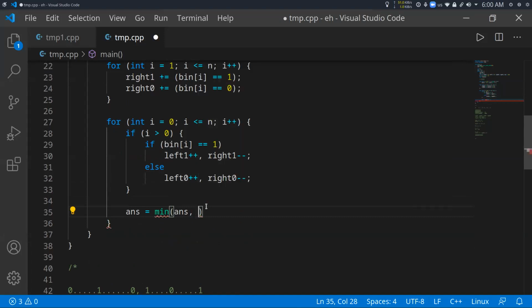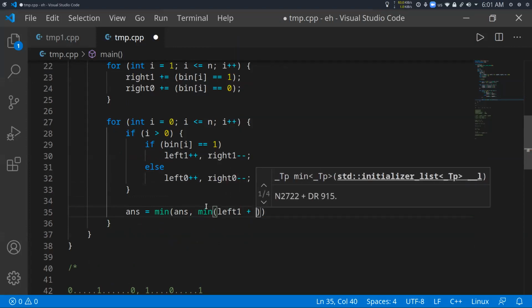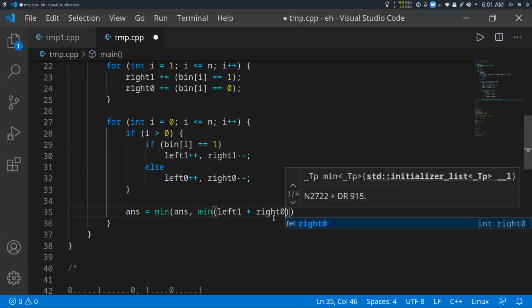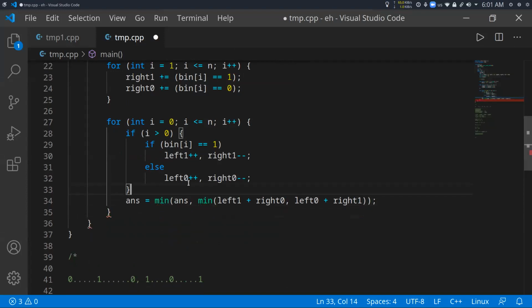So it will be the minimum between left one plus right zero, or left zero plus right one. What does that mean? Left zero plus right one means that we will flip all the left ones to zeros and flip all the right zeros to ones. Or we flip all the left zeros to ones and all the right ones to zeros. And that's it.